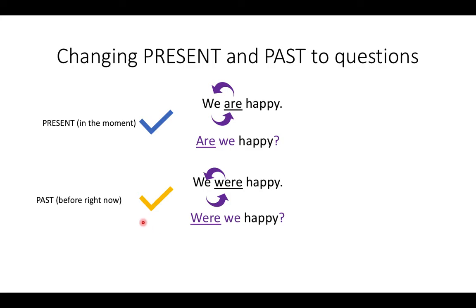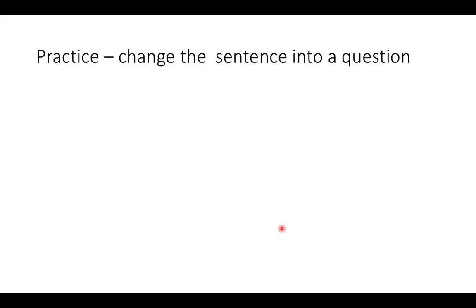So when you have past, so before right now, we were happy. Were we happy? Again, you're just switching these two right here and adding a question mark to make it a question. So we're going to practice changing some sentences into questions. So we have, you are from Spain. So we know we want to change this into a question.